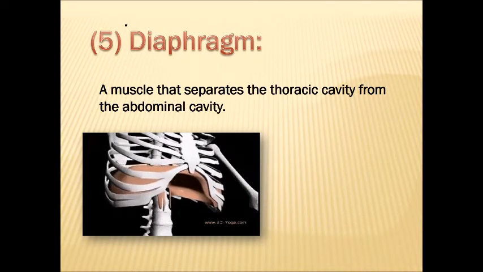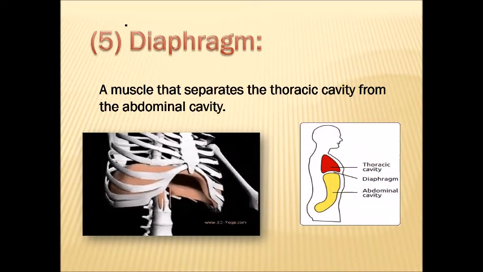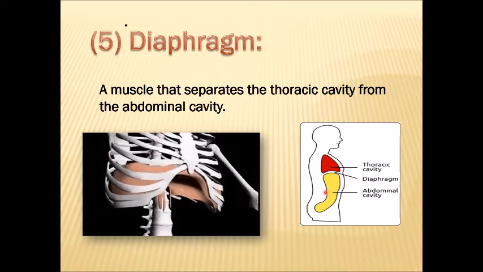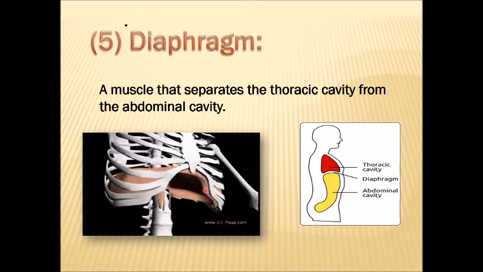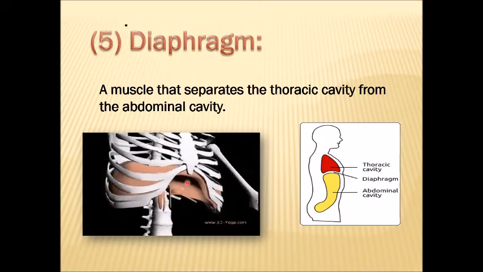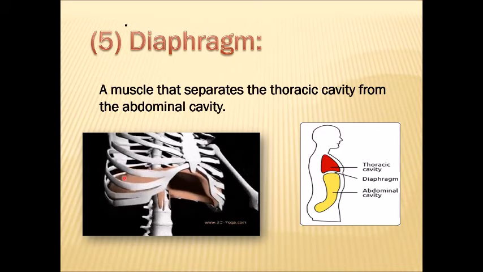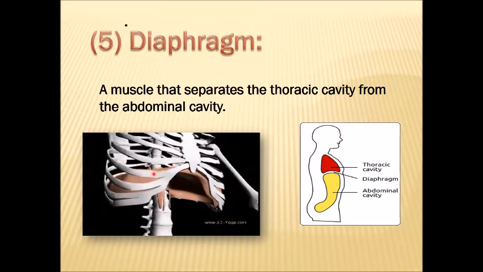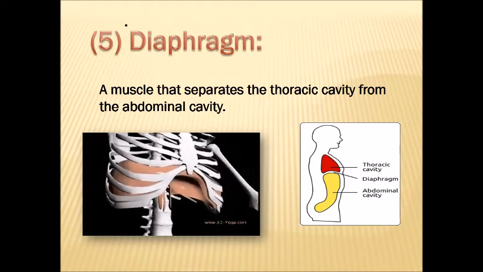Now the diaphragm. The diaphragm is a muscle that separates the thoracic cavity and the abdominal cavity, as I said before. It lies here between the thoracic cavity and the abdominal cavity. So, we have a muscle which has a very important role in the respiration process. We will see now what the function of the diaphragm is in the respiration process.